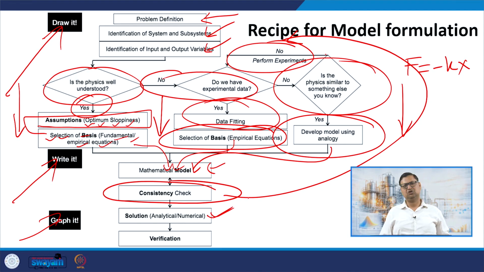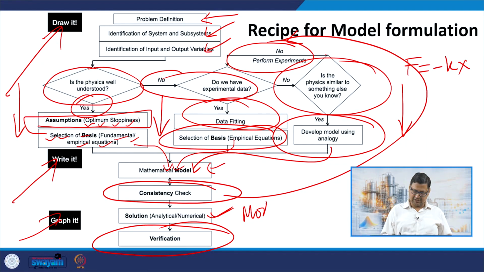And finally, one has to do a solution. It can be analytical, it can be numerical, right? And finally, as much as possible, one should try to verify the model, right? If one has experimental data, one can always compare to that. If we don't have experimental data, we can probably compare with a more complicated model, just to see whether the approximations we have made are reasonable enough, right? Or if I have real plant data, or data from more detailed simulations, I can do these things to verify the model assumptions, right? In all cases it may not be possible, but as far as possible, we must try to verify the model.